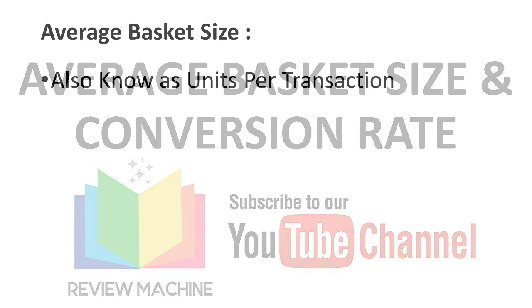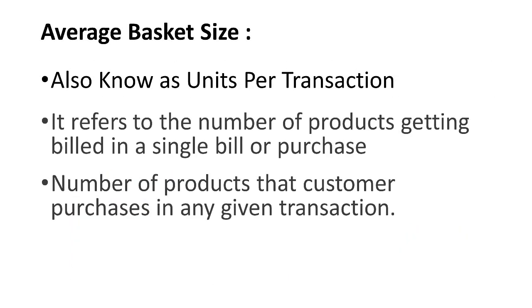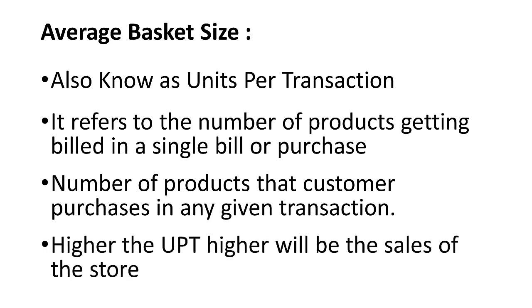In today's video let us learn about units per transaction and conversion in retail. First we will start with units per transaction. It is defined as the average number of products that the customer purchases in any given transaction. The higher the units per transaction, the more items the customer is purchasing for every visit. It refers to the number of products getting billed in a single purchase or in a single bill. In simple words, it measures the average number of units purchased in a typical transaction. So this is the definition of units per transaction.